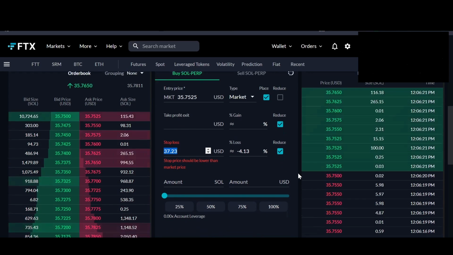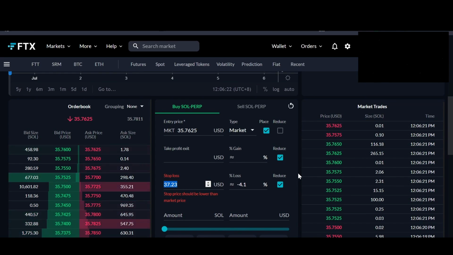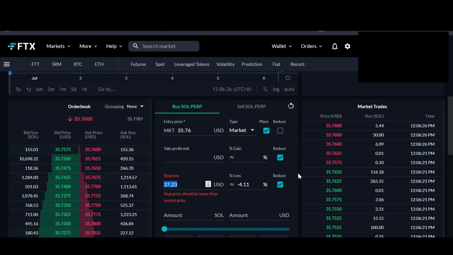Simple as that. But just my advice to you guys, if you do not have any experience in trading, I wouldn't suggest putting any leverage. You can try it out with no leverage first, entering with small amounts, okay?